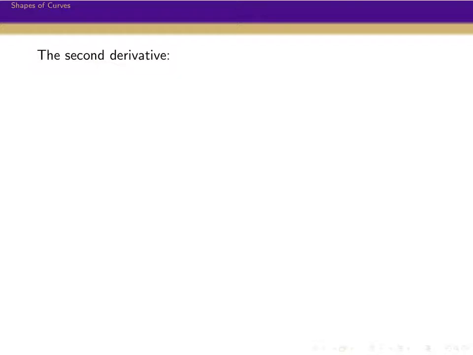What about with the second derivative? The second derivative tells us how the first derivative is changing. So if the second derivative is positive, this means that the first derivative is increasing, because the change in the first derivative is positive, which means f prime of x is increasing.